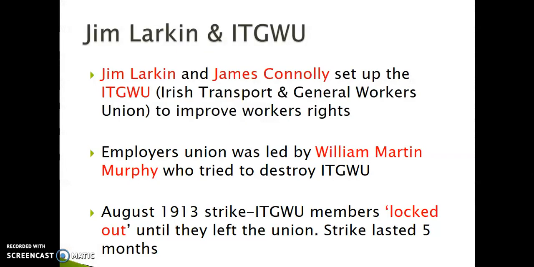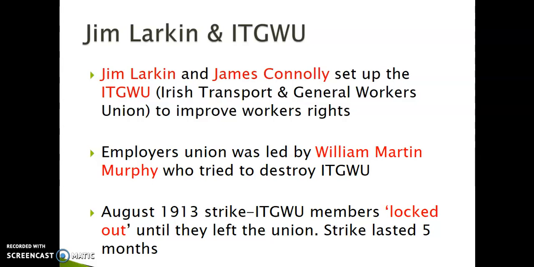The next group we had in Ireland at the time was Jim Larkin and the ITGWU. Many workers in towns and cities were poorly paid and lived in appalling conditions in slums. Jim Larkin set up a trade union called the ITGWU, which stood for the Irish Transport and General Workers Union, in Dublin. Its aim was to fight for better wages and working conditions for Irish workers. It had 10,000 members in 1913.